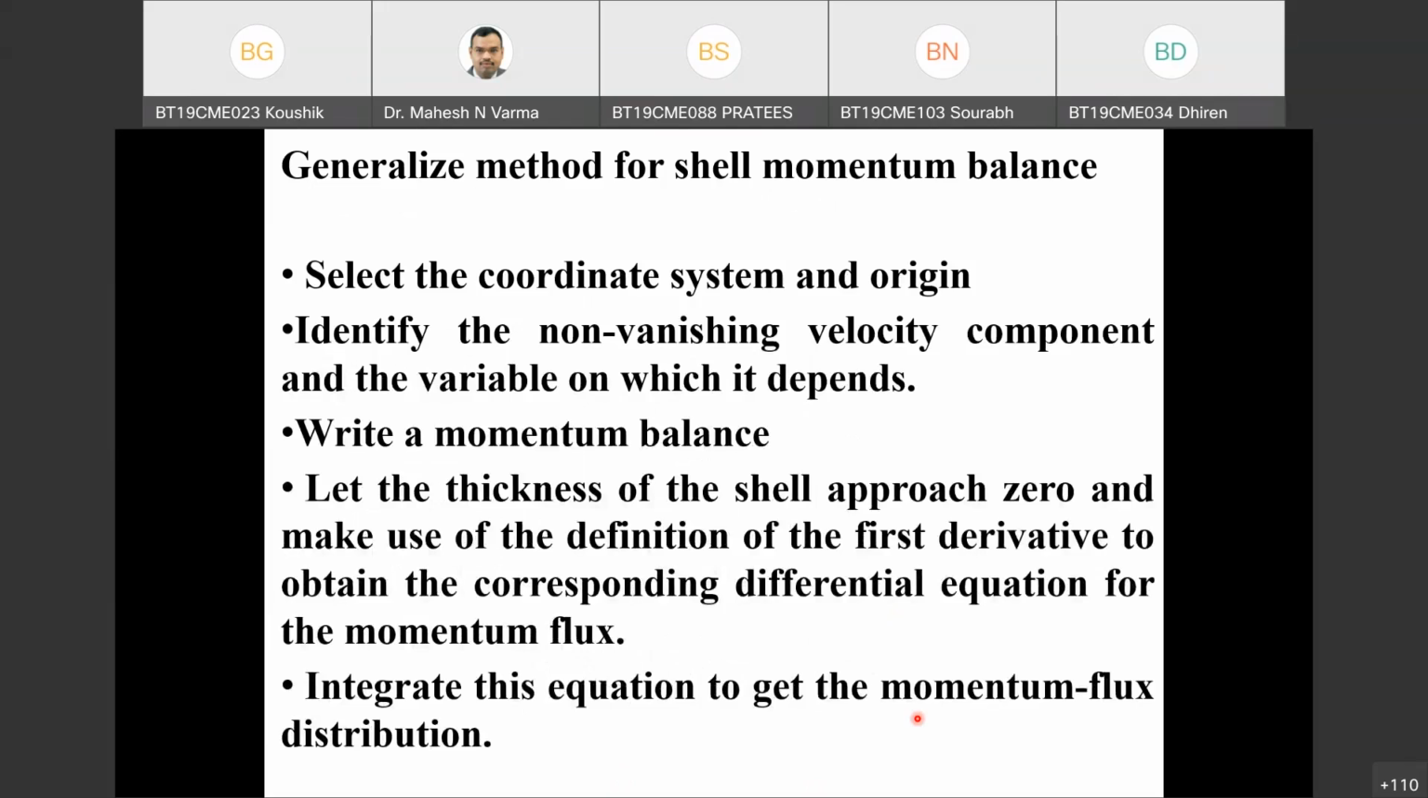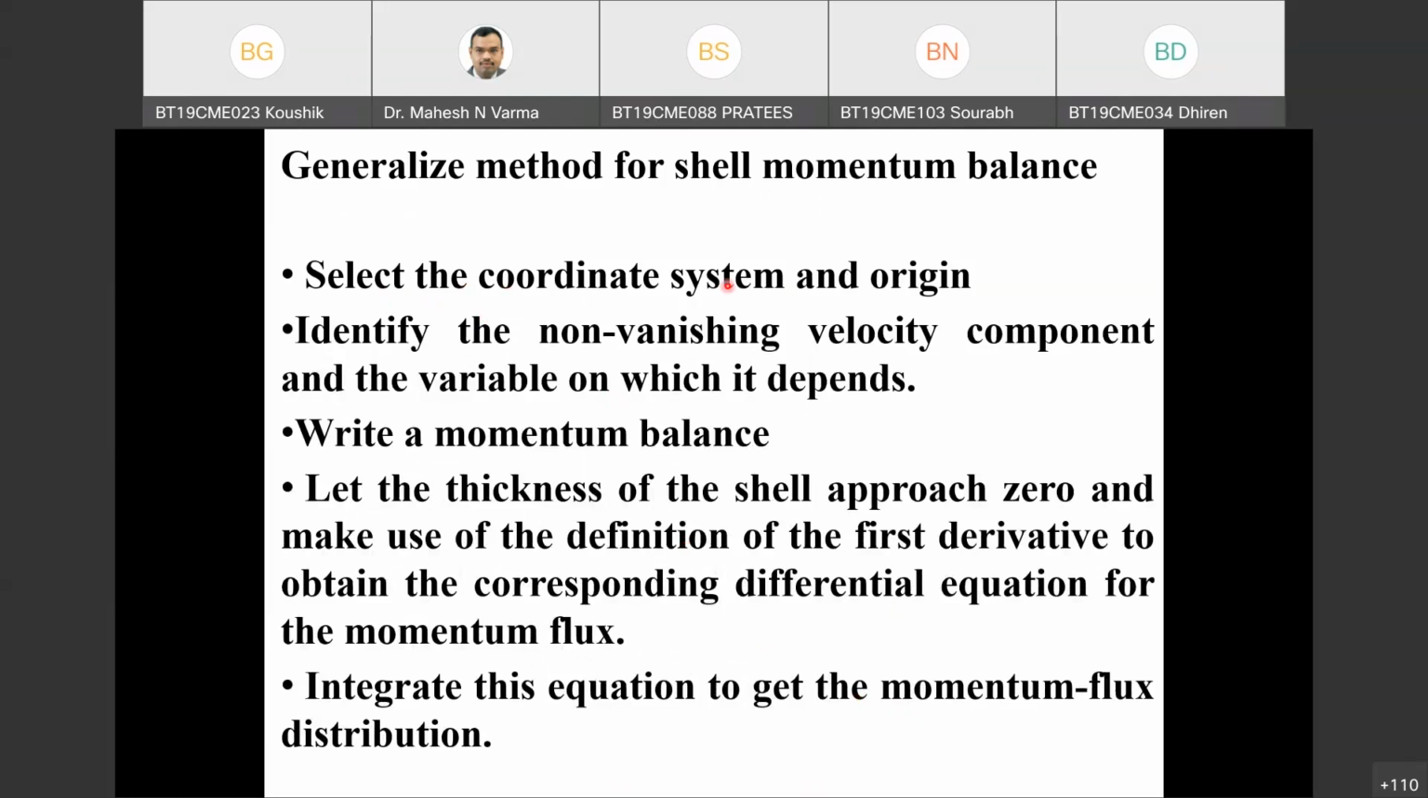So this is the generalized method for solving any shell momentum balance equation. Given a problem, you select the coordinate system. This is the first step. Select the coordinate system, then identify the non-vanishing velocity component.